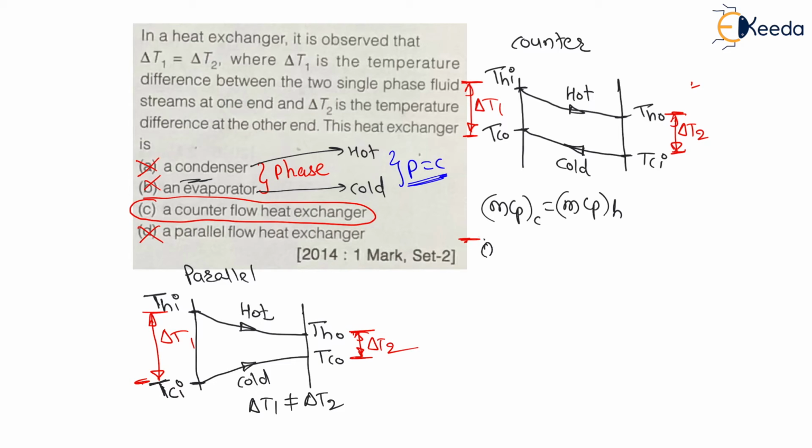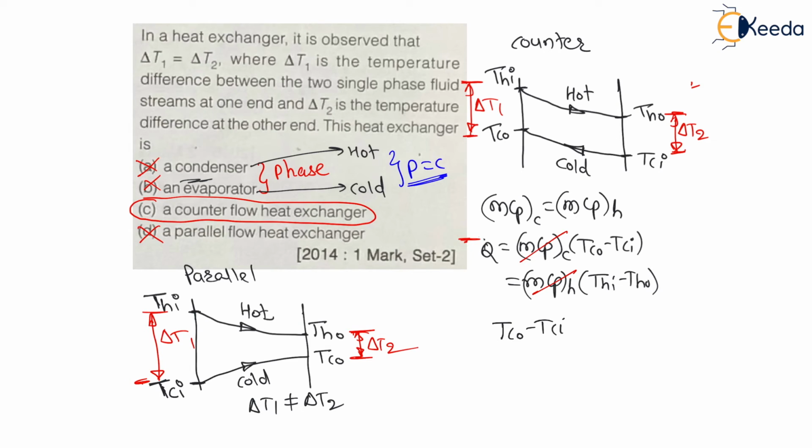Now, what is the heat transfer? Heat transfer is nothing but MCP of cold into the temperature difference of cold, that is Tco minus Tci, which is equal to MCP of hot into the temperature difference of hot, that is Thi minus Tho. Therefore, if the cold fluid and hot fluid have equal heat capacity rates for a counter flow heat exchanger, then this MCP will get cancelled and we will get Tco minus Tci is equal to Thi minus Tho. Now let us take Tho on the left side and Tco on the right side. Therefore, it will become Tho minus Tci, which is equal to Thi minus Tco.